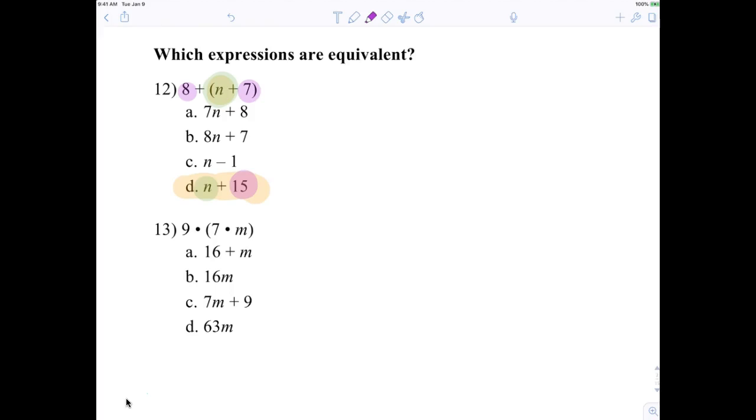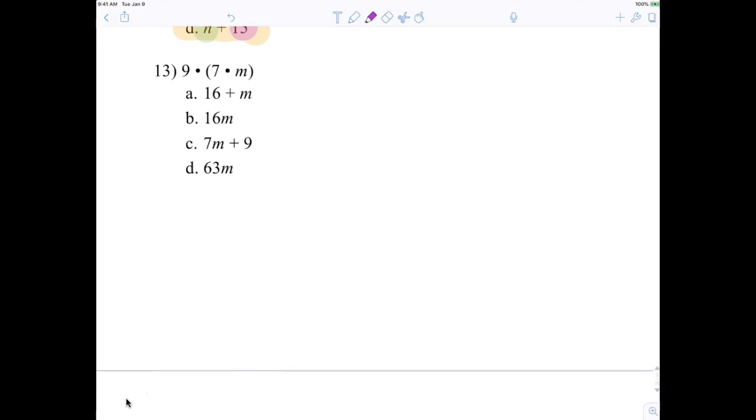All right, let's take a look now at number 13. What are you thinking? I think it's D. I think you're right, it's D. Now, how do we know it was D? Because you're just multiplying, right? 9 times 7 is 63.